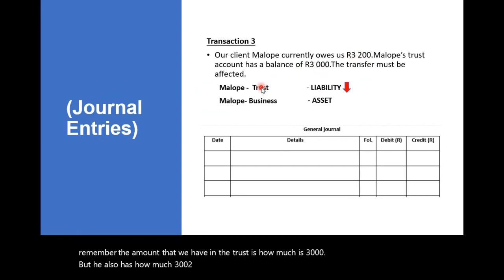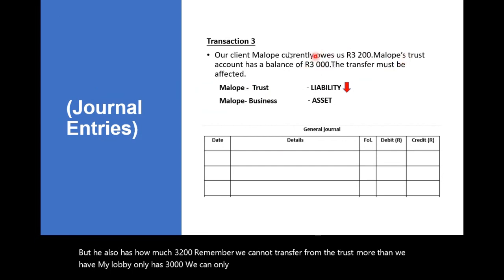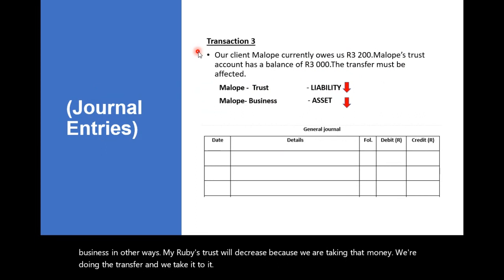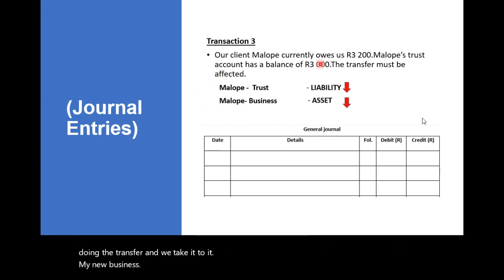3,200. Remember, we cannot transfer from the trust more than we have. Malope only has 3,000. We can only transfer 3,000 from Malope's trust to the business. In other words, Malope's trust will decrease because we are taking that money. We are doing the transfer. And we take it to what? Malope Business. Can you see that? Again, remember, it's a transfer between the two.